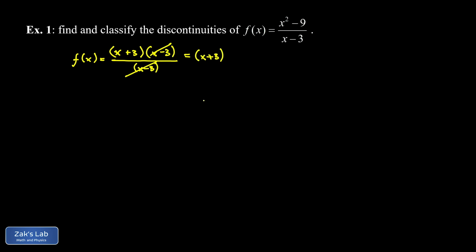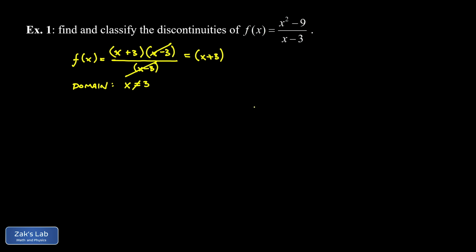Now we still have to keep in mind that the original function f of x was not defined at x equals 3 because that causes division by 0 in that original statement of the function. So we could write the domain down in interval notation, but just to be less formal about it, it's all real numbers provided x is not equal to 3. That has to be thrown out of the domain.